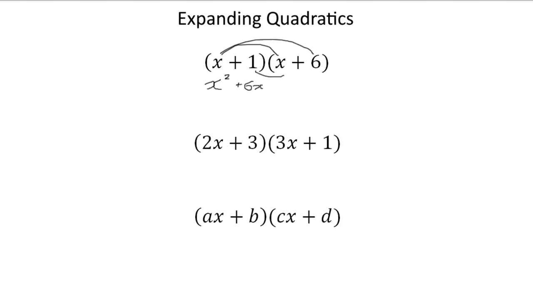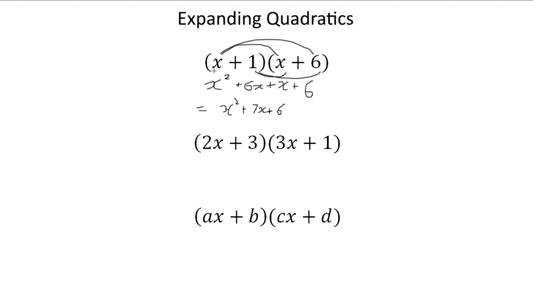And then we're going to do the last two, that one and then that one. So we're going to do plus x plus 6. And then we can simplify it further, and we're going to get x squared plus 7x plus 6. There you go. That is all you get for that expression. So that is a quadratic simplified out.